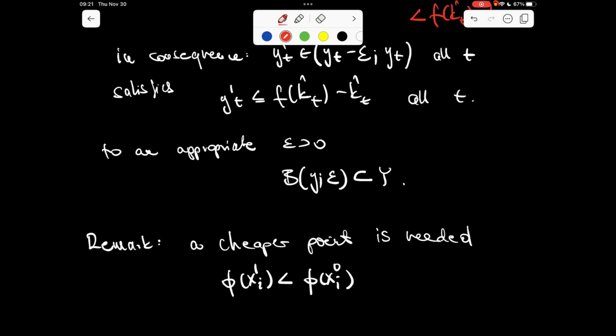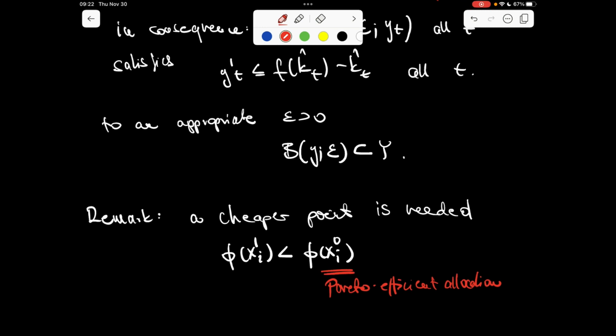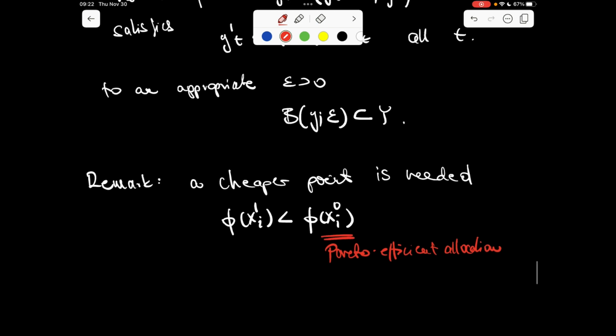This is the Pareto efficient allocation, and as compared to this Pareto efficient allocation, we need another allocation which is cheaper, measured in the linear functional. Okay, so we know definitions help.